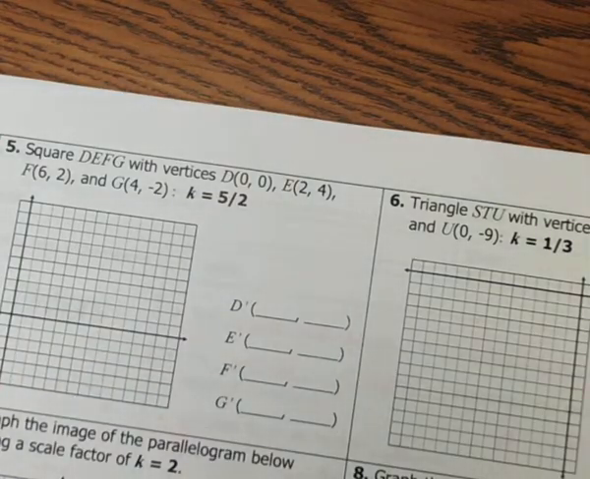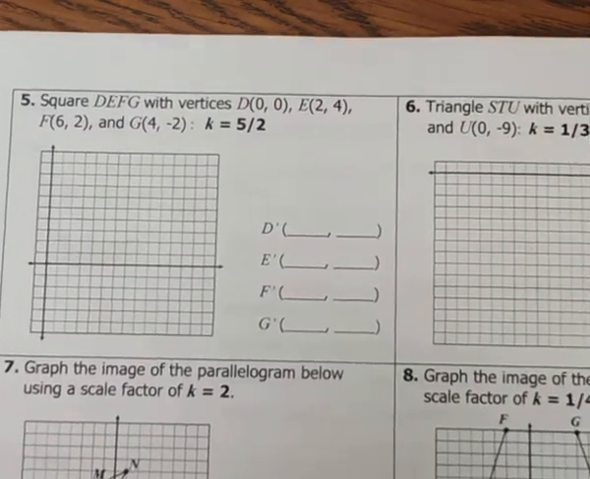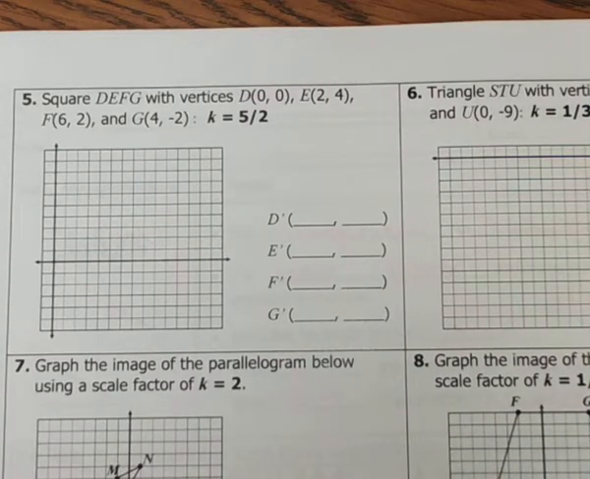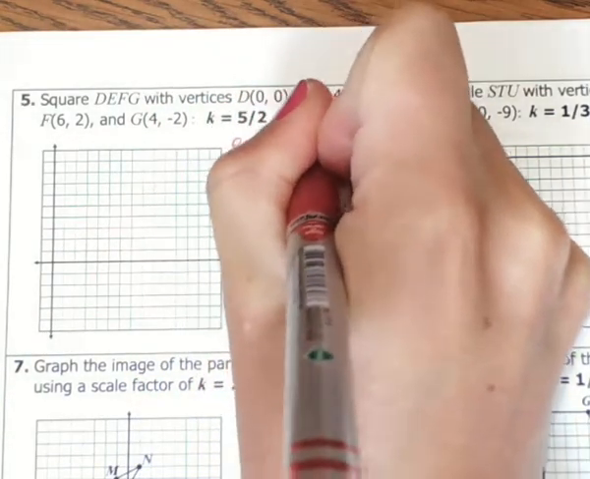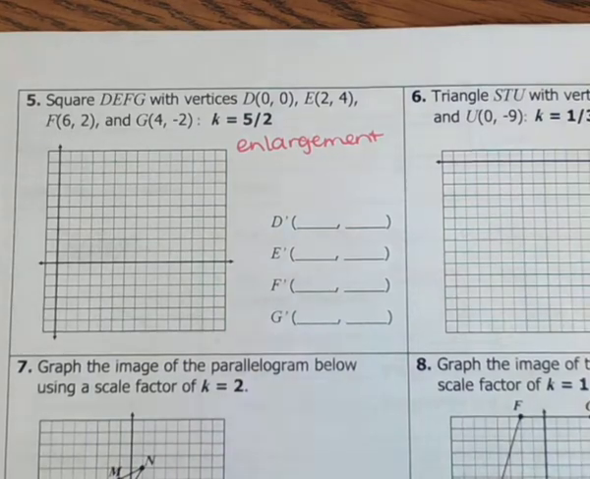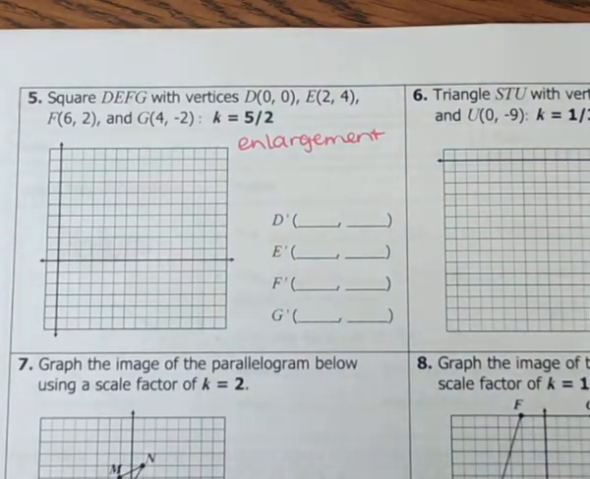All right, let's look at number 5. Number 5 has a scale factor of 5/2. Is that going to be an enlargement or a reduction? Because typically reductions are fractions, but this is a fraction and it's greater than 1, so this is an enlargement. So just because it's a fraction doesn't always mean it's going to be a reduction.